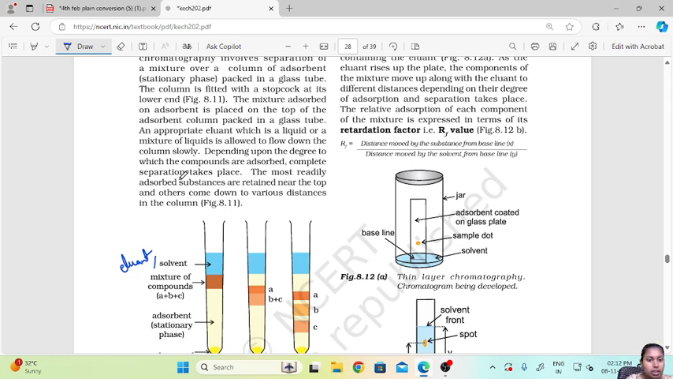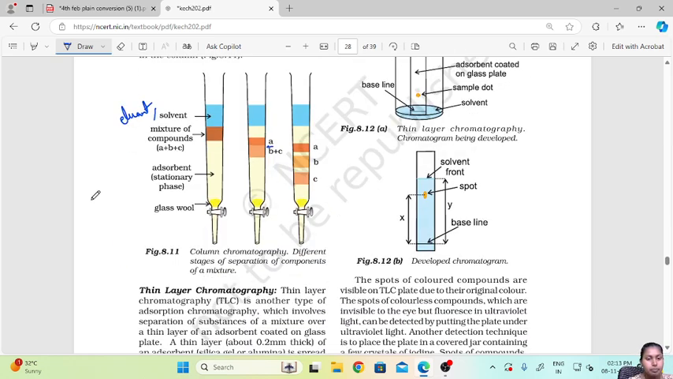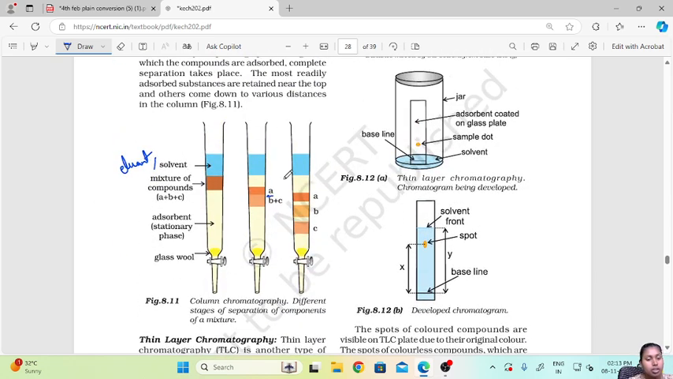Now the most readily adsorbed substances are retained near the top and others come down to various distances. The one which is most readily adsorbed will remain on top. For example, A, which is most readily adsorbed by your stationary phase, remains on top, and B and C start coming down. Okay, so this is what column chromatography is.